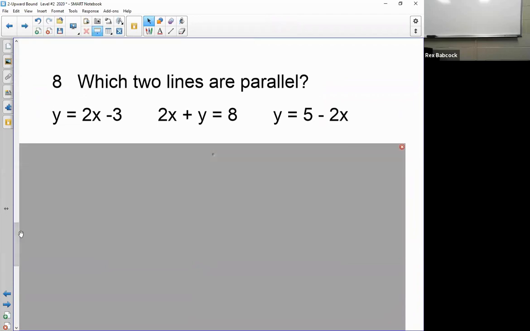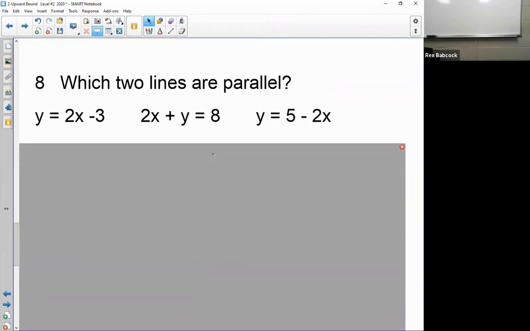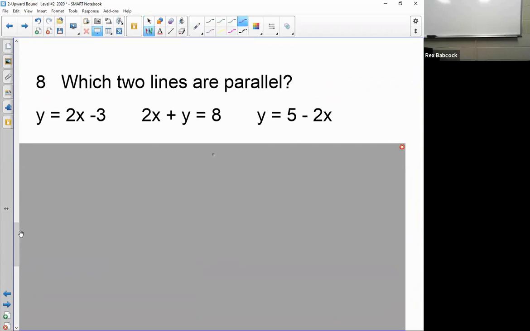Number 8. Which lines are parallel? Well, you could graph them all, but it has to do with slope. If slopes are equal, then lines are parallel. That's a theorem, a truth, something that always works out.